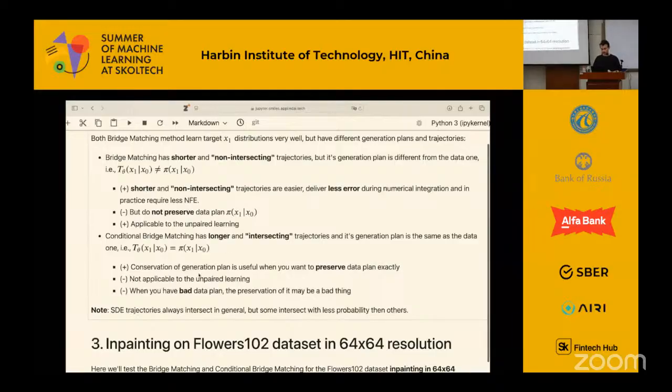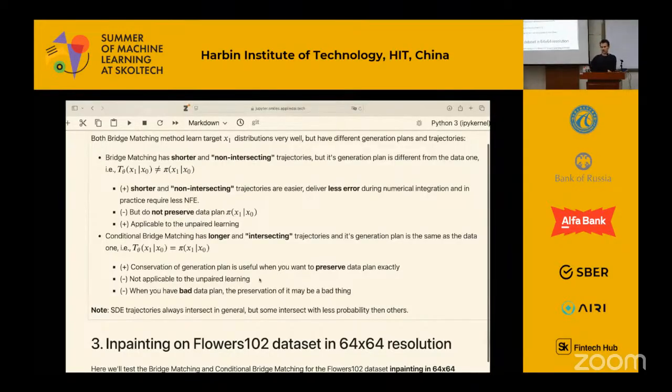Yeah, so the plus is that we conserve the data plan, which can be a good thing depending on your task. But the bad thing also can be that it preserves the initial data plan, because it depends basically on the task that you have. So if you want your model to preserve the data plan, that is good. If you do not want it to preserve it, then it is bad.